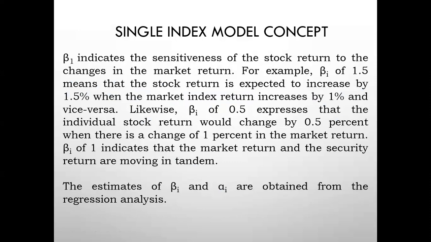Likewise, a beta of 0.5 expresses that the individual stock return would change by 0.5% when there is a change of 1% in the market return. If beta is 1, it indicates that the market return and security return move in tandem, in a parallel way. The estimates of beta and alpha are obtained from regression analysis.